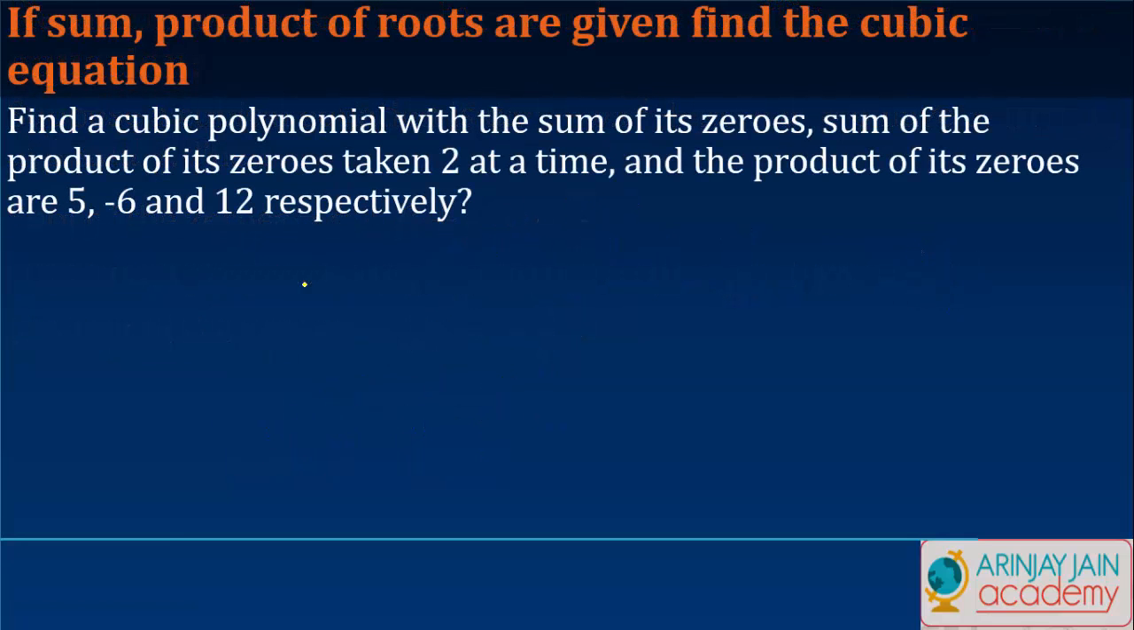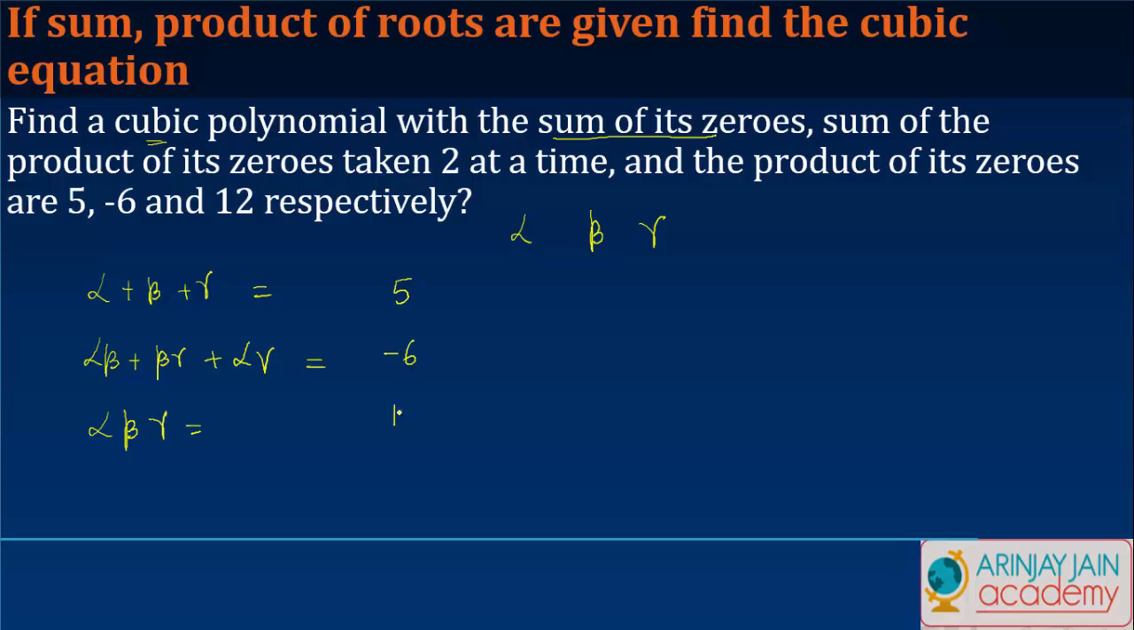So you are told that you have to find a cubic polynomial with the sum of its zeros, sum of the products of its zeros taken 2 at a time, and the product of its zeros. Since it's a cubic polynomial, let alpha, beta and gamma be the zeros. The sum of the zeros taken 2 at a time is alpha, beta plus beta, gamma plus alpha, gamma. And the product of its zeros, alpha, beta, gamma, is equal to 5, minus 6 and 12 respectively.